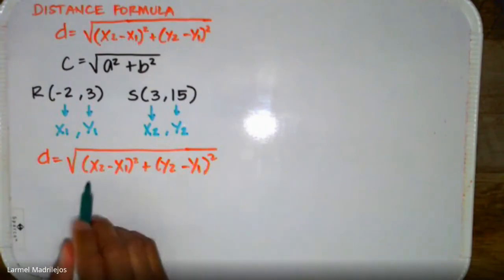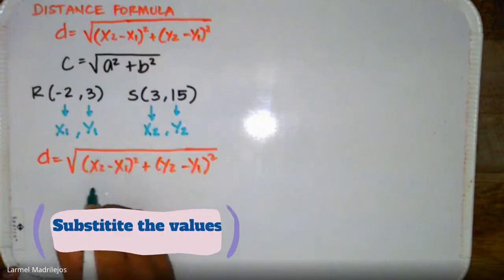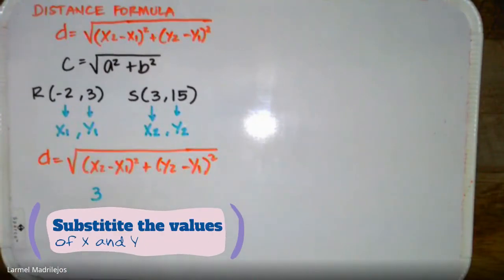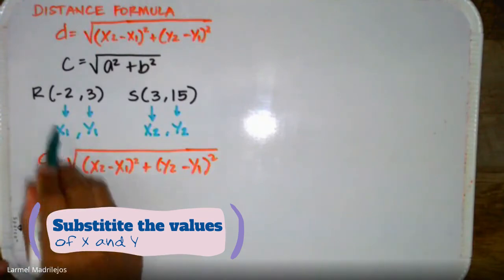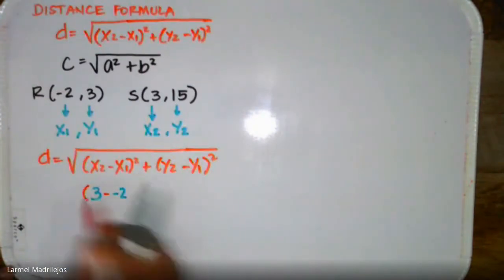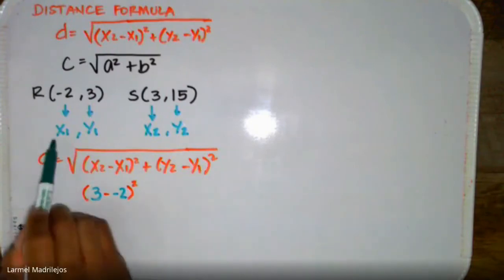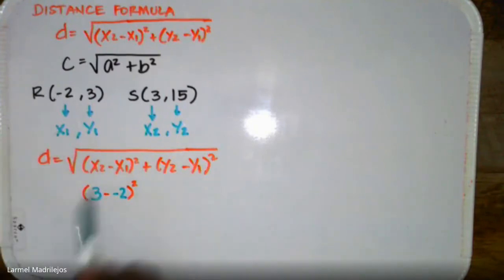So I'm going to write the values of my x and y. Let's start with x. x sub 2 is 3, so I'm going to write 3, minus x sub 1, which is -2. Take note, don't get confused with this. The value of x sub 1 is -2, but the formula has a minus sign. So what does it mean? We don't change the formula. Whatever the value, either positive or negative, we need to write it there.